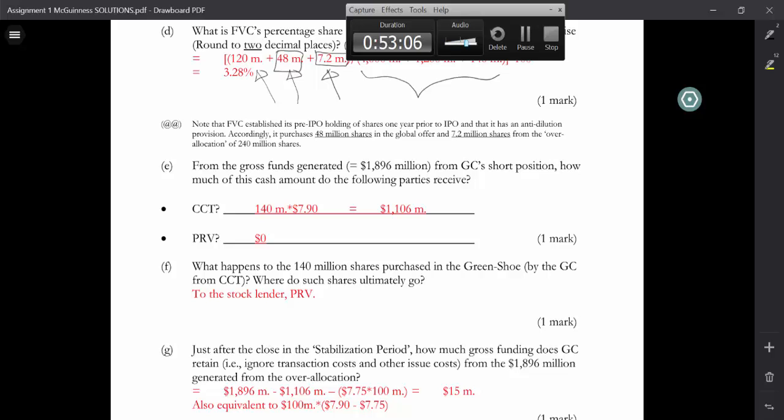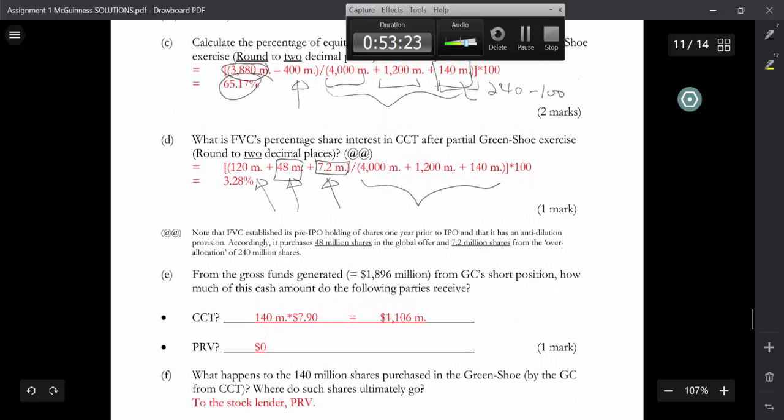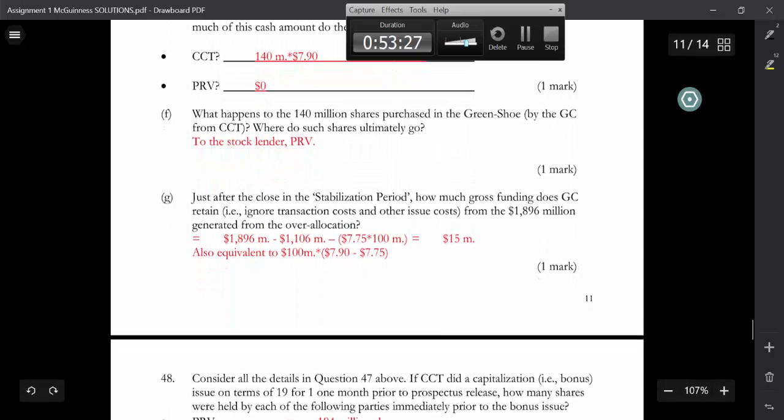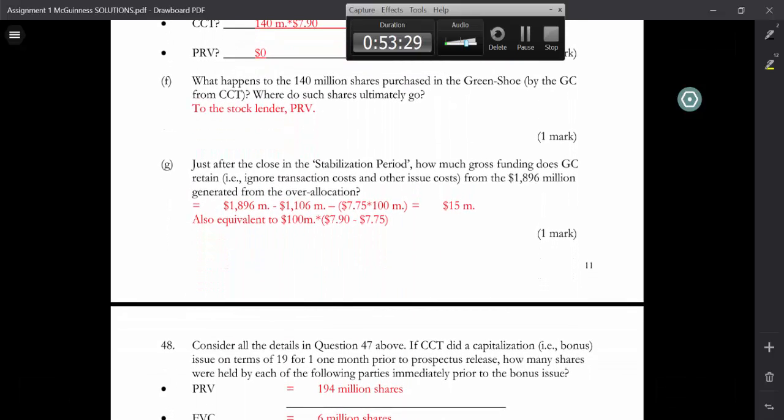PRV didn't generate from the gross funds generated. How much of this cash do the following parties receive? CCT got some cash because of the IPO. PRV actually ended up, they paid for something. They didn't receive any cash. Is everyone okay with that?